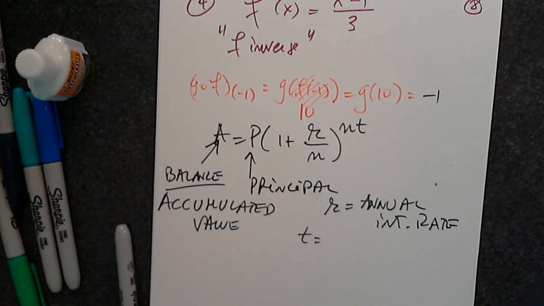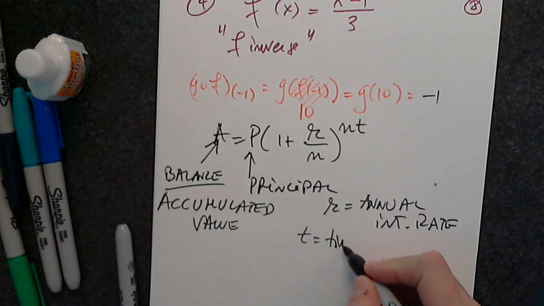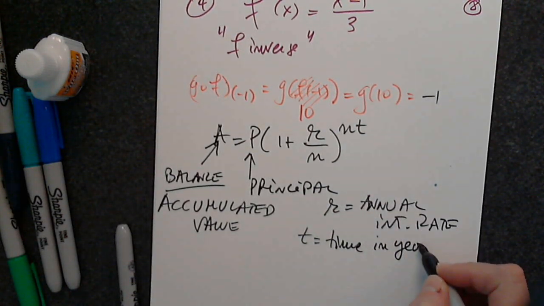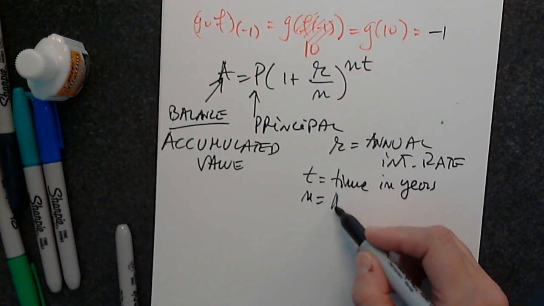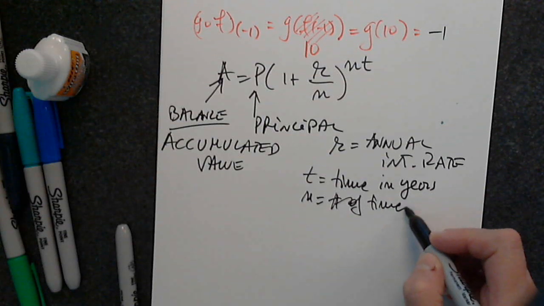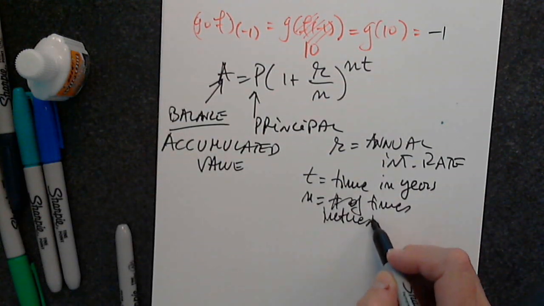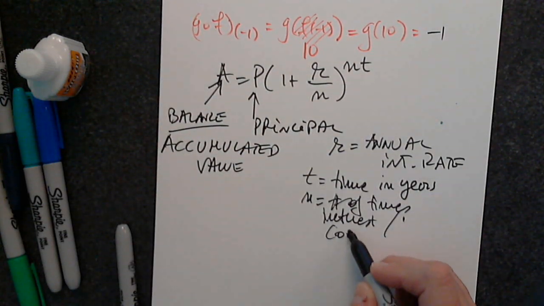When we talk about exponential decay and exponential growth functions, you could have something based on daily, minutes or hours, days, months, etc., but not in this case. So t is time in years, and n is the number of times interest is compounded per year.